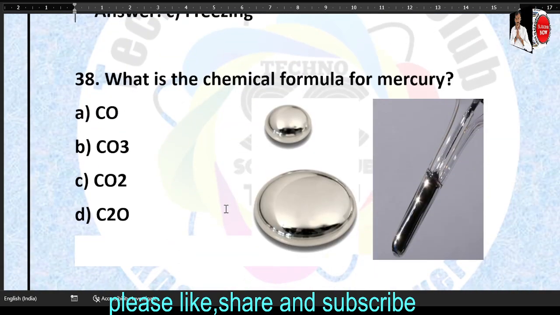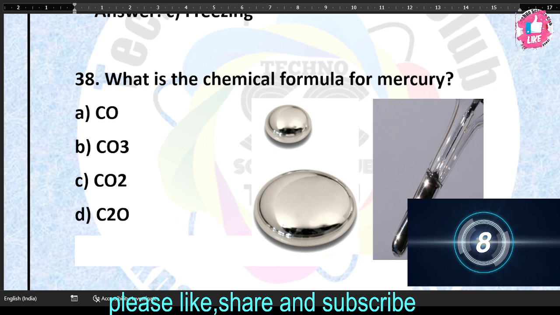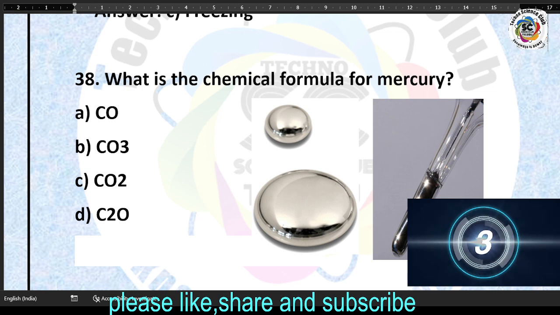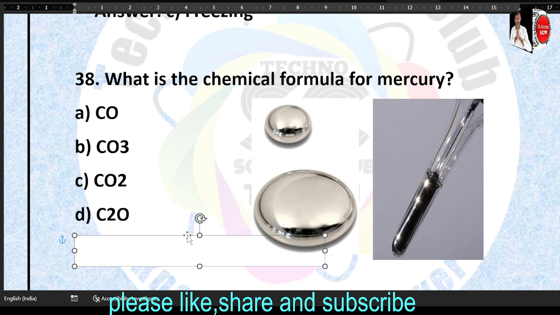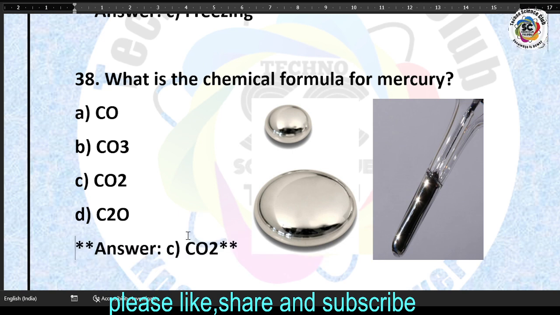What is the chemical formula of mercury? Very good. Keep writing your answers in the comment box. The chemical formula of mercury is Hg. Option D is the correct answer. Option D, Hg.